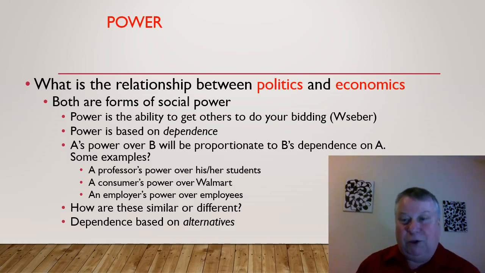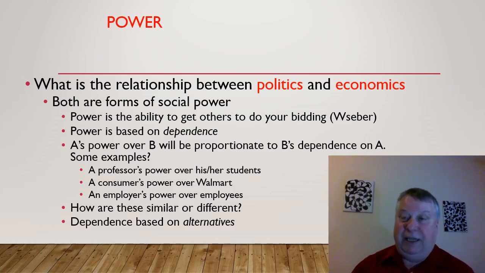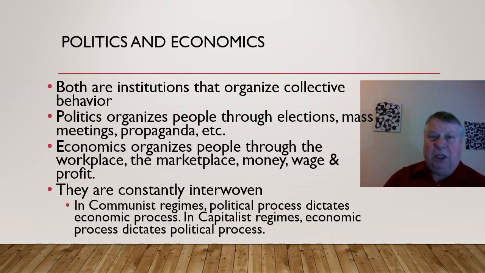So effectively, we'll talk more about this in economics. It's not about money. It's not about position. It's not about politics. It comes down to people and how effectively they're organized. So, politics and economics are institutions that organize collective behavior. So, think of that, right? As I said, power comes from organization.